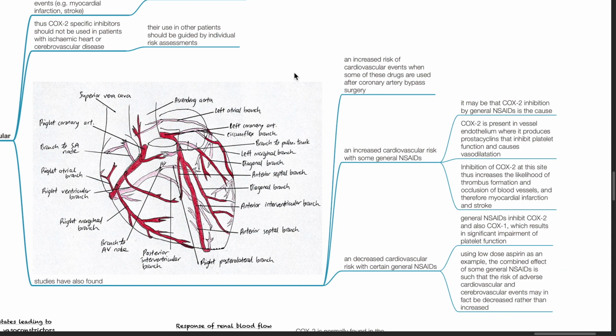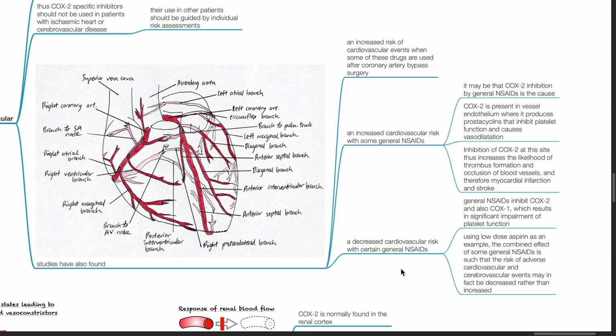Studies have also found an increased risk of cardiovascular events when some of these drugs are used after coronary artery bypass surgery. An increased cardiovascular risk with some general NSAIDs may be due to COX-2 inhibition. COX-2 is present in vessel endothelium where it produces prostacyclin that inhibits platelet function and causes vasodilation. Inhibition of COX-2 at this site thus increases the likelihood of thrombus formation and occlusion of blood vessels, and therefore myocardial infarction and stroke.